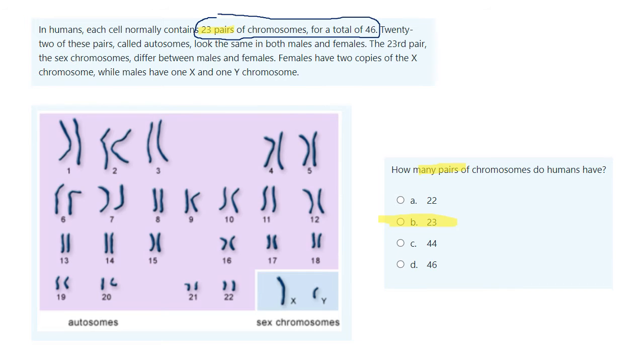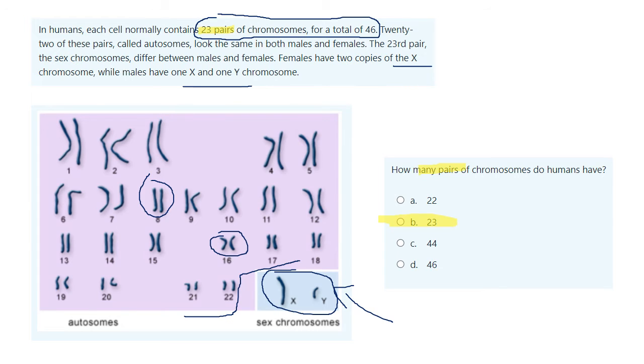You can see from this diagram that we have 22 pairs where they are all very similar. But the X and Y chromosomes are very different, and they are actually the sex chromosomes. That is the difference between the male and the female. Females have 2 copies of X, but males have 1 X and 1 Y.